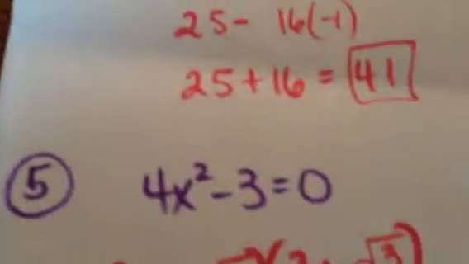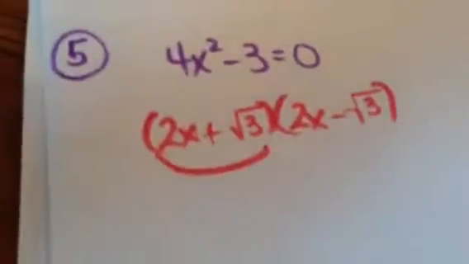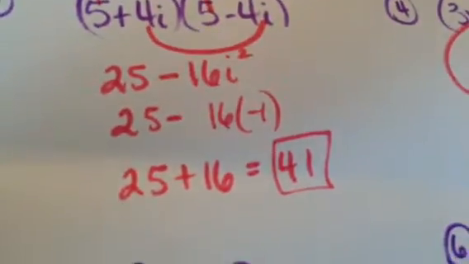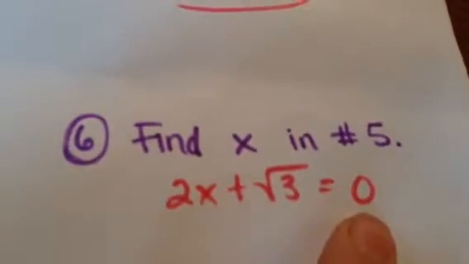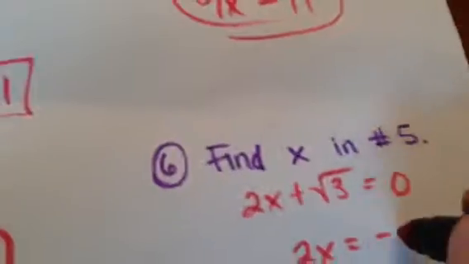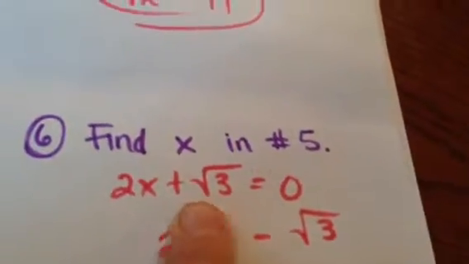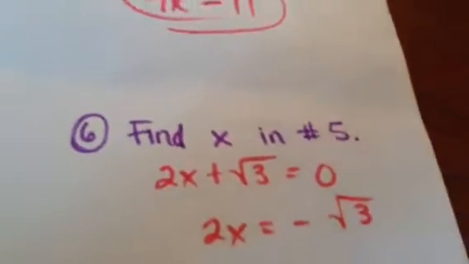Now, on number 6, it wants you to find x. It says solve for this. What would give you 0? Do you remember how to do that? Take one of these and set it equal to 0, and you're going to get to where you can do this mentally. So set it equal to 0. How do you solve this? Move this to the other side. Remember, if it's positive on this side, when you move it to the other side, it's going to become negative, and then just divide both sides by 2.